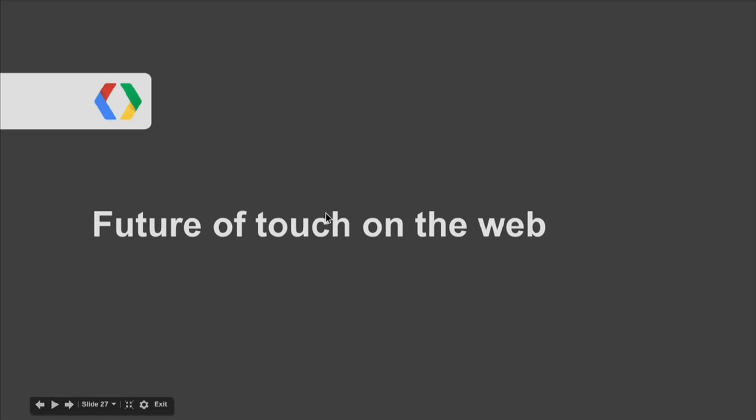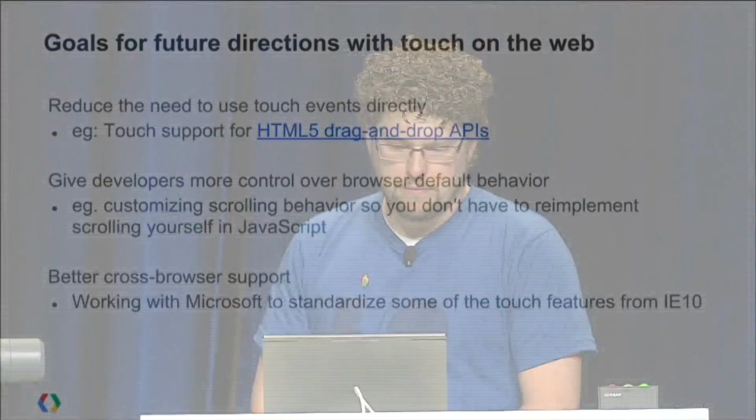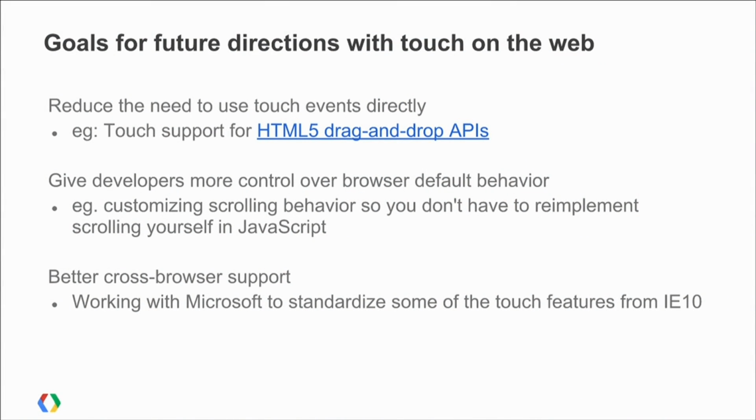So we've told you a bit about the state of touch on the web today. I want to touch briefly on some of the directions that we want to head going forward. First of all, here's just a rough idea of some of the goals that we've got. As we talked before, touch events are a pretty low-level API, and a lot of times you want to express your intent in a higher-level fashion. So we'd like to do more to eliminate the need for you to drop down to this low-level API.